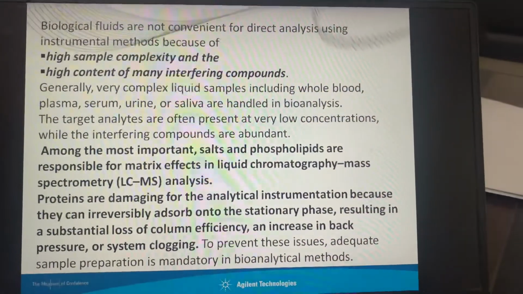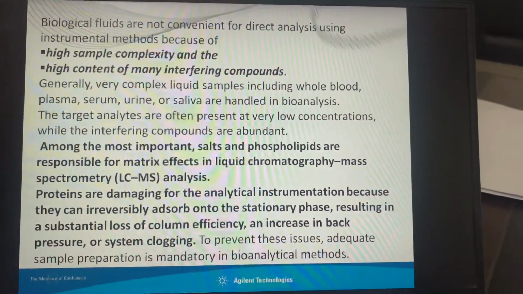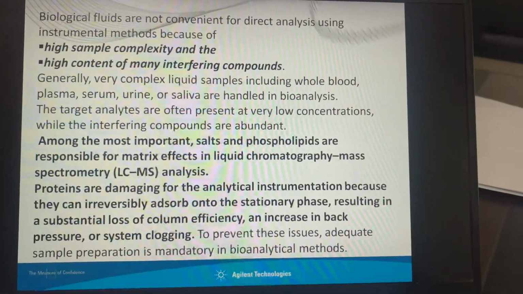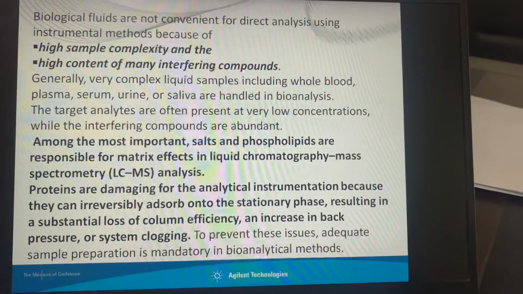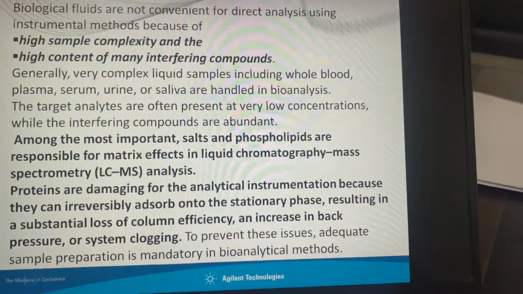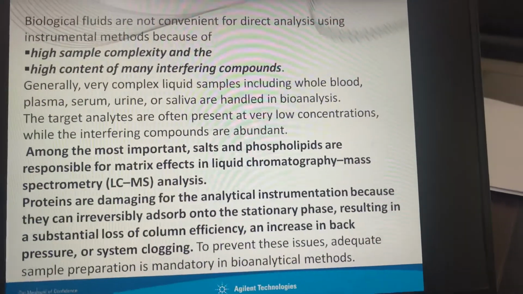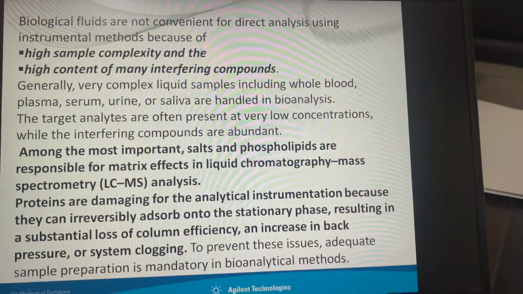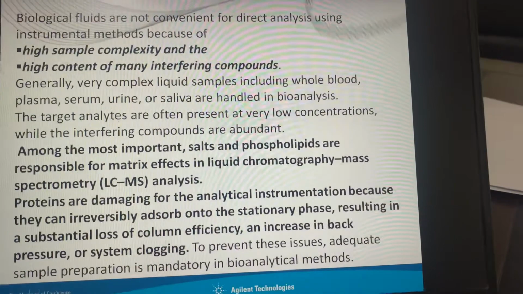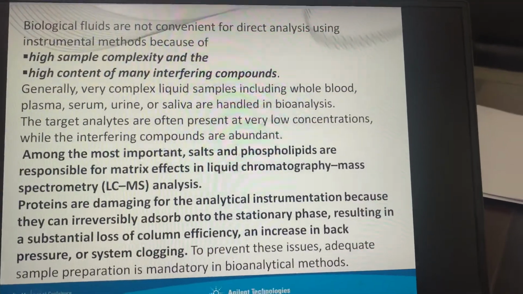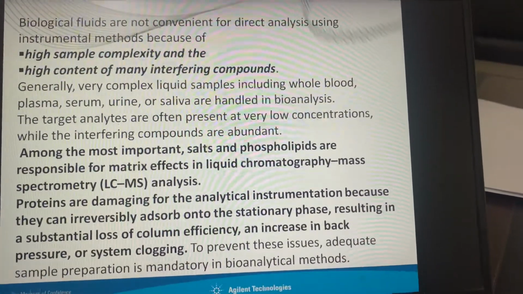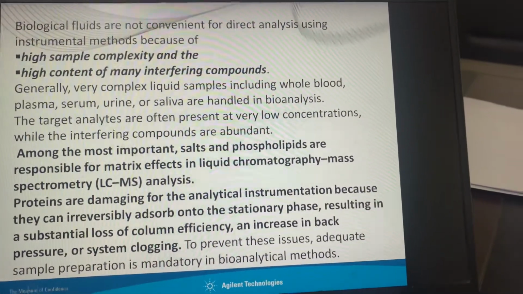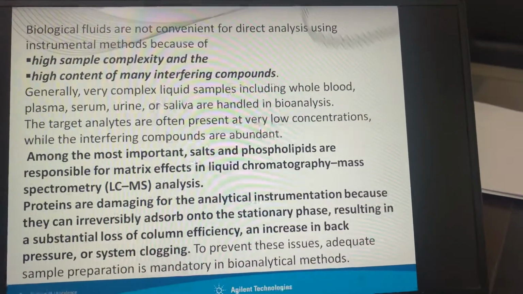Similarly, it is said that biological fluids are not convenient for direct analysis using instrumental methods because of the high sample complexity and high content of many interfering compounds. ये चीज़ें हम पिछली स्लाइड में भी डिटेल में देख चुके हैं कि क्यों बायोलॉजिकल सैंपल्स कॉम्प्लेक्स होते हैं और इंटरफेयरिंग कंपाउंड्स क्यों ज़्यादा होते हैं, because of the nature of the biological stuff.